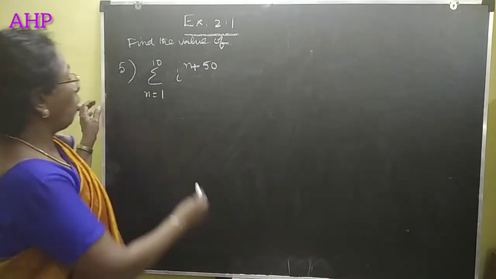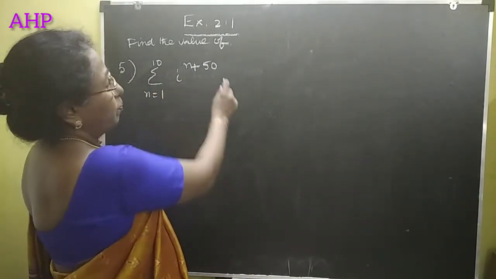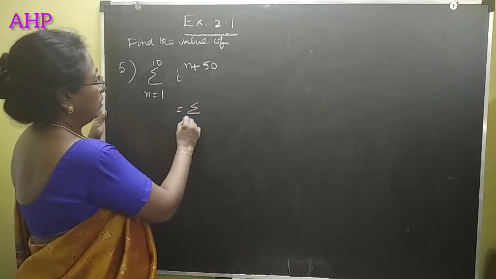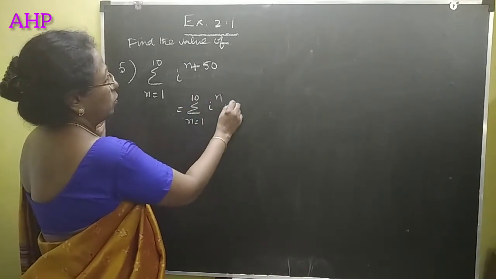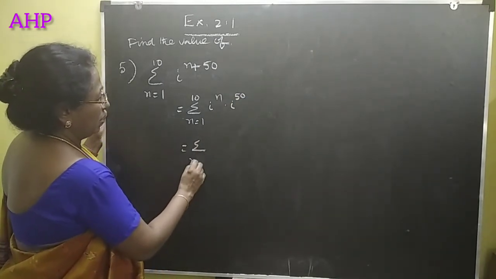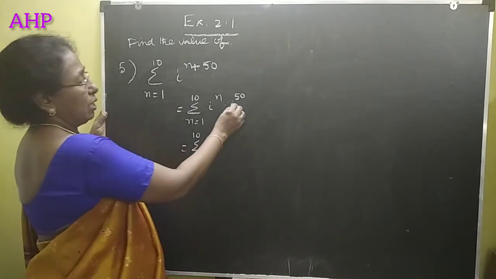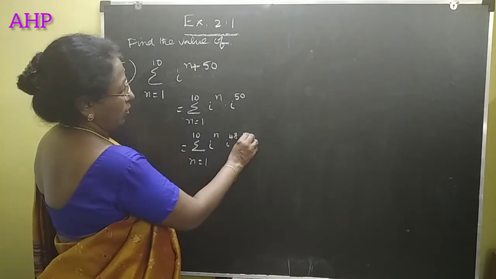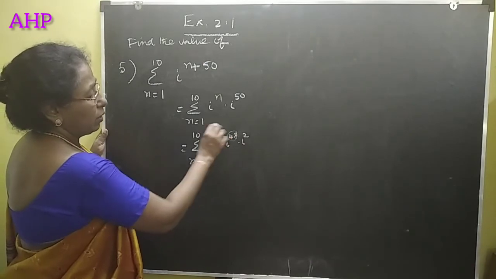Now find the value of sigma n is equal to 1 to 10 i power n plus 50. Now this can be written as sigma n is equal to 1 to 10 i power n into i power 50. This is equal to sigma n is equal to 1 to 10 i power n into, this can be written as i power 48 into i square. See, 48 plus 2 gives you 50. So i power 48 is a multiple of 4.